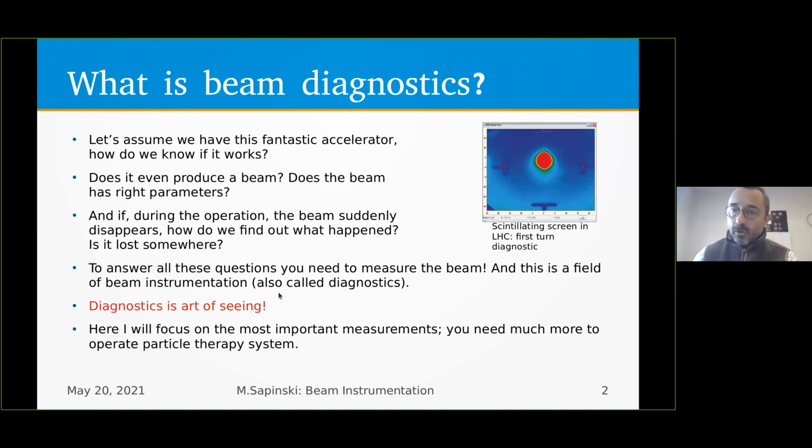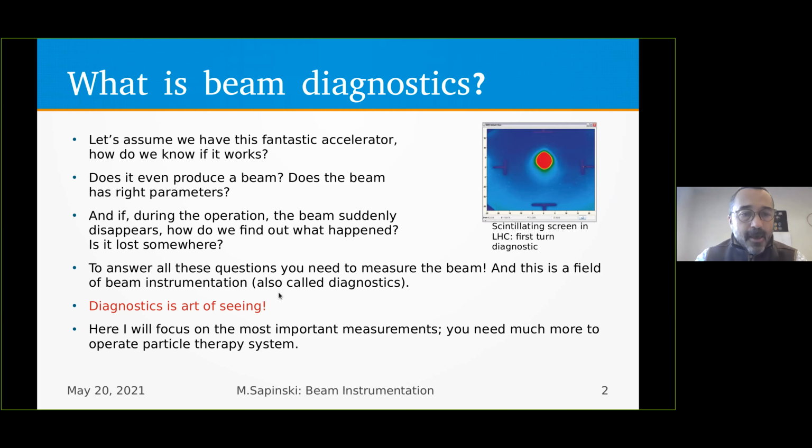And it's not only at the beginning; it's also during the operation. You have to check that everything is fine all the time, basically continuously. There are beam instruments that are working continuously, but also sometimes you have a problem and you have to debug your machine. You have to check what happened. Is the beam lost somewhere? And here again, you need to measure. The more instruments you have, the easier it is to debug the machine, to tune the machine. And this is, in general, the field of beam instrumentation, also sometimes called diagnostics.